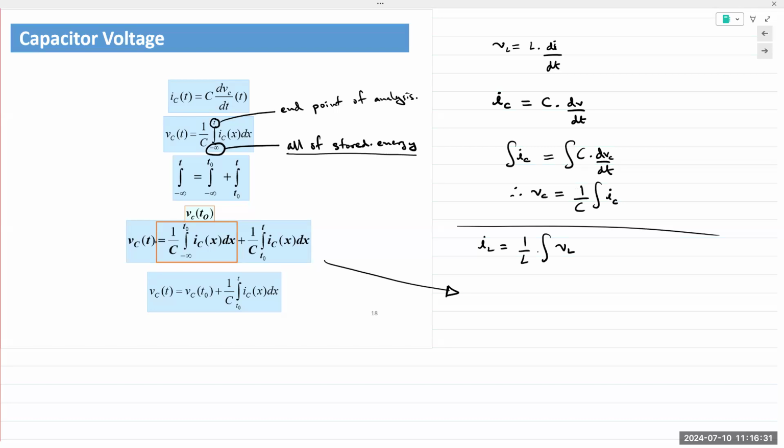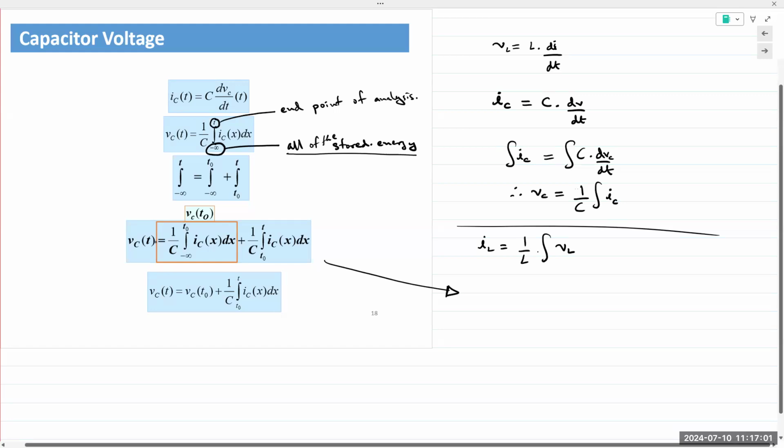So far, so good. Any questions? Let's take a pause. Any questions at all? All of the stored energy. So far, so good. Okay.